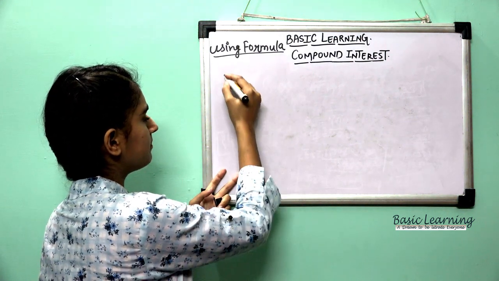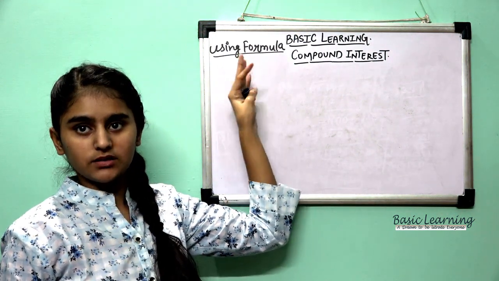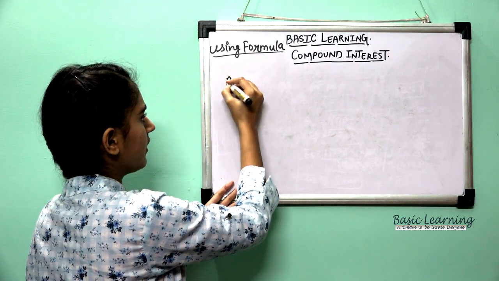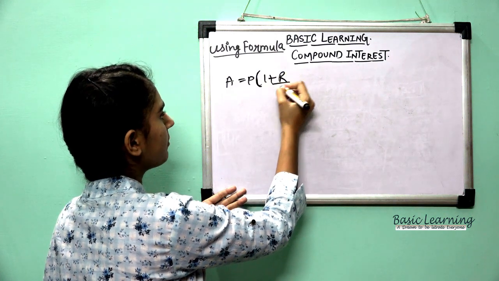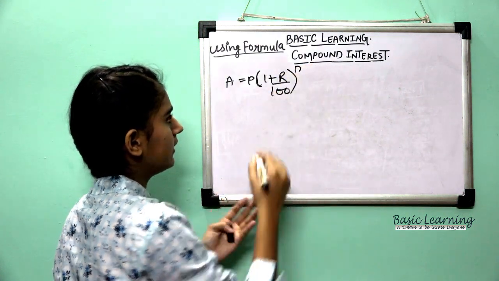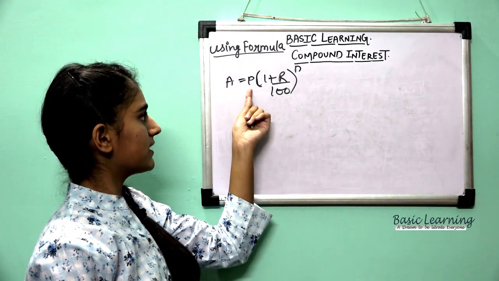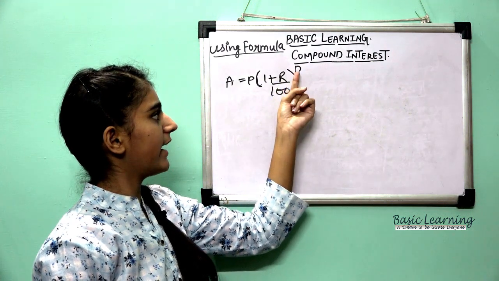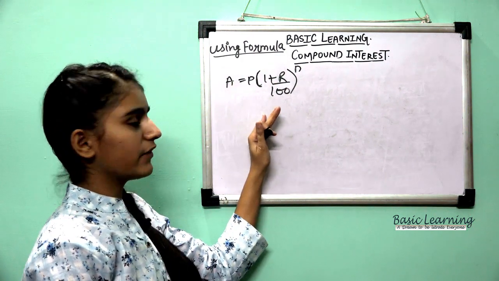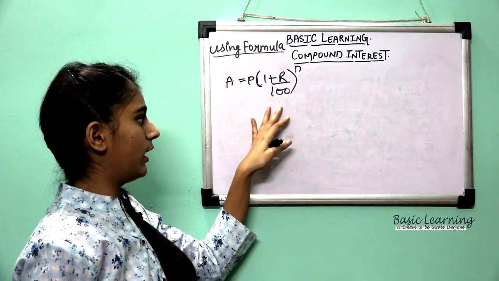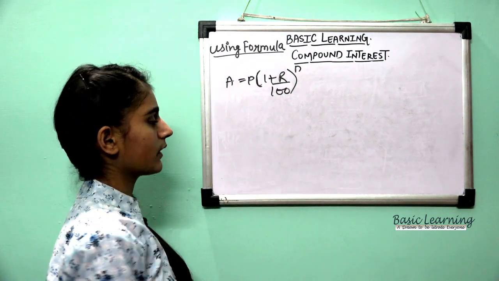Suppose we are doing a question related to using formula. The formula will be A equal P bracket 1 plus R upon 100 to the power n. Let me tell you the units. A means amount, P means principal, R means rate, and n means number of years. So we are supposed to do the questions related to this formula. Now I will tell you how to solve the questions related to this formula.